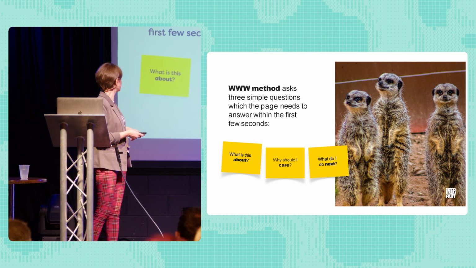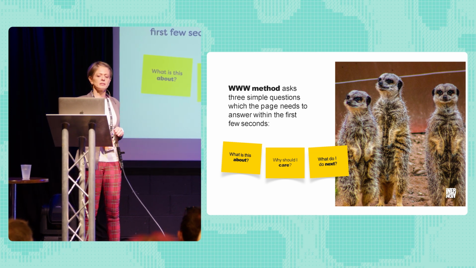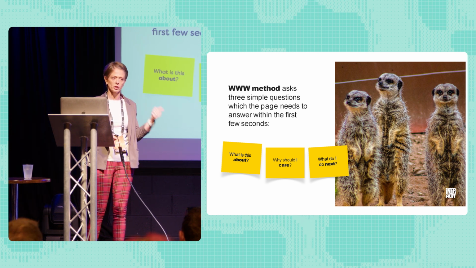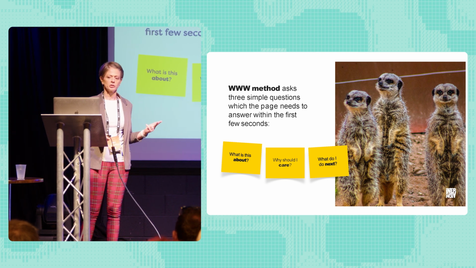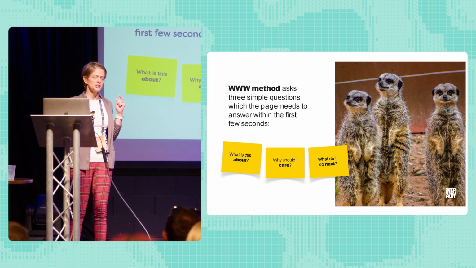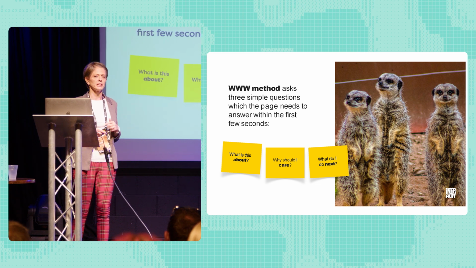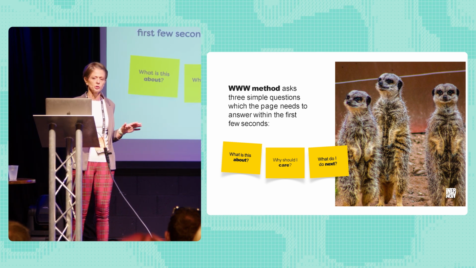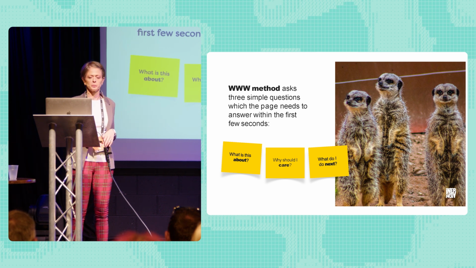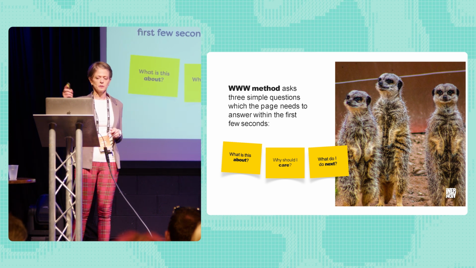So what can we do about that? The WWW method asks 3 simple questions which the page needs to answer within the first few seconds. What is this about? Why should I care? What should I do next? So people coming to your site will often have a goal, something that they just need to get done, and they don't have time trying to work out what you do and trying to figure out how you can help them solve their problems, okay? Your job is to get them to their end goal as quickly as possible.